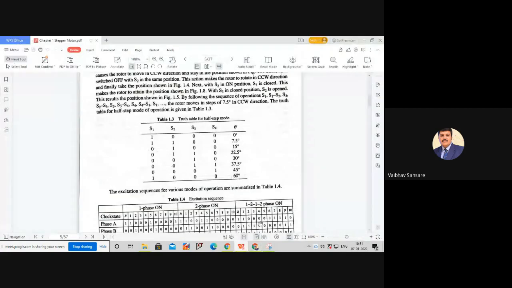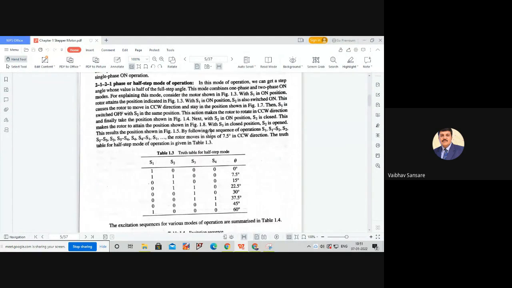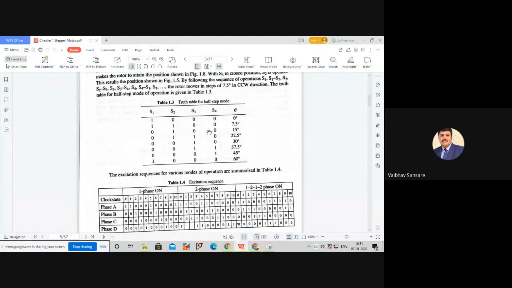Okay, so in this way we can achieve half step movement of a rotor in either clockwise direction or counterclockwise direction by using 2-1-2-1 switching mode, which is also known as half step mode of excitation or half step mode of operation.